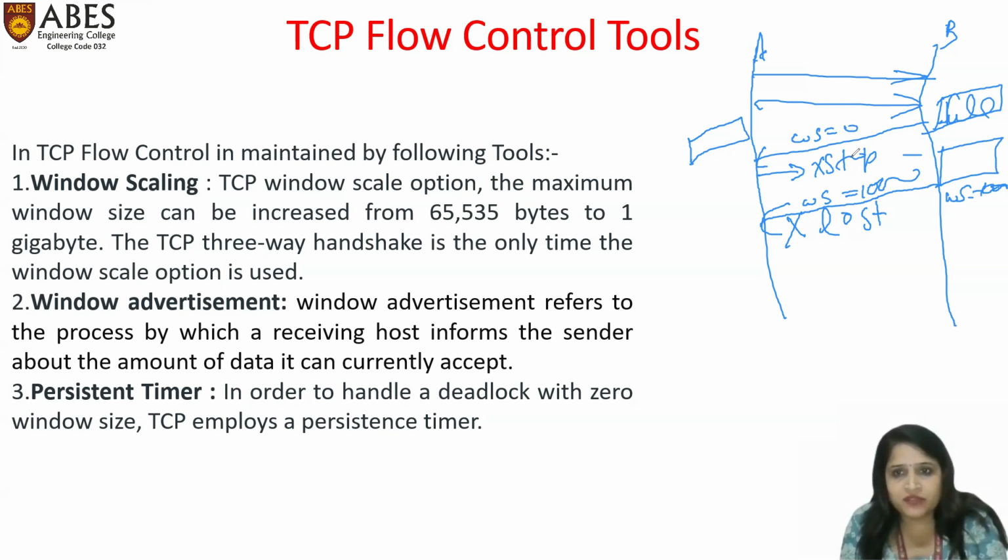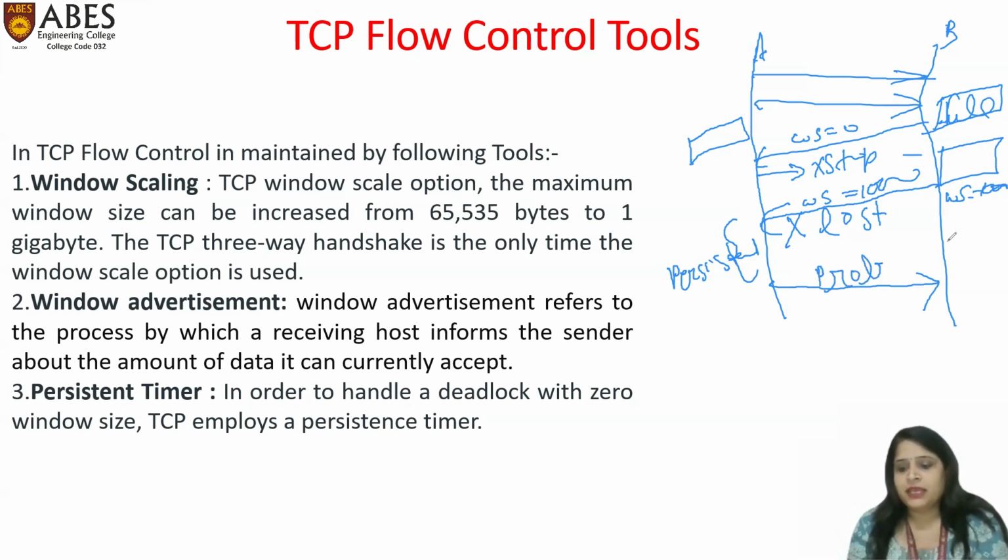So to avoid this condition, what happens after some period of time is called the persistent timer. After waiting some period of time, that is the persistent timer, what happens? The client will send a probe message. A probe message does not contain any kind of data, right? So the client will send a probe message to the server to ask whether there is any space in your buffer for further transmissions.